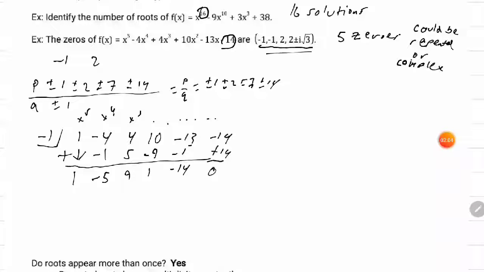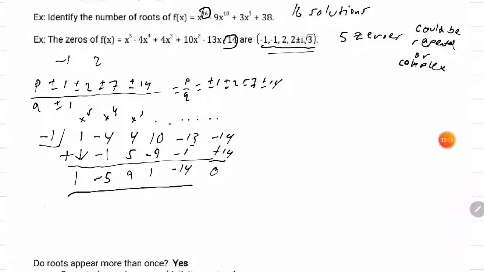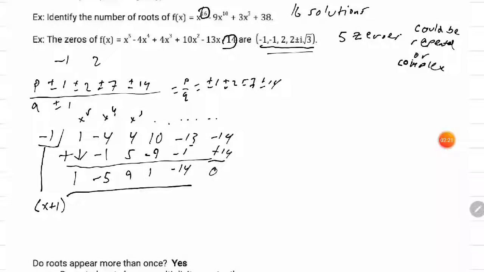Remember, these numbers become the new coefficients of our broken down polynomial. So here's my x plus 1 right here, and then we have x to the 4th minus 5x cubed minus 9x squared plus x minus 14. Okay?